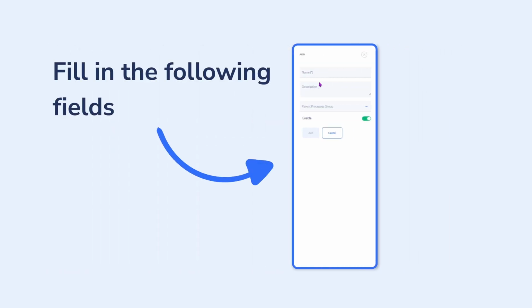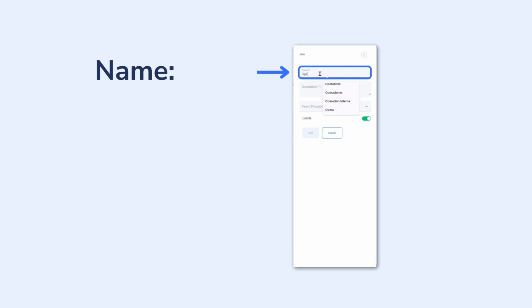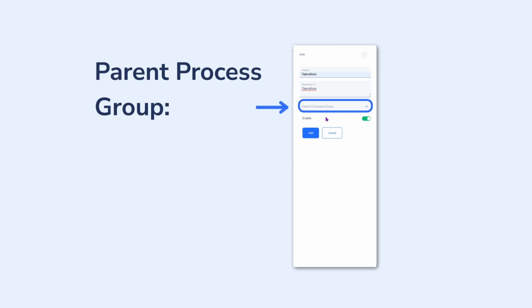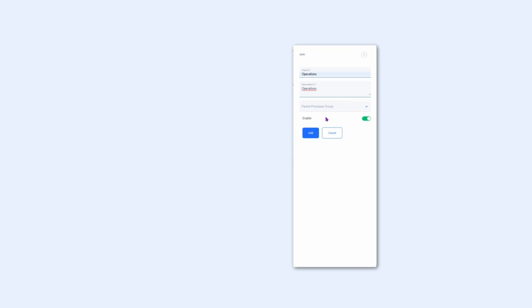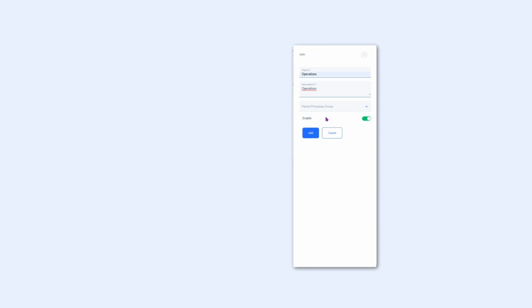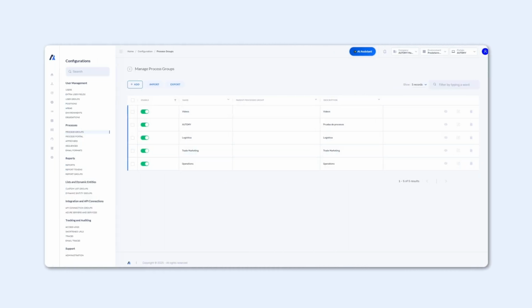Fill in the following fields. Name, for example, operations. Description, it could be the same as the name or provide additional details. Parent process group, if you want this group to belong to another previously created group, select it here. If not, leave it empty. Enable switch, turn it on if you want the group to be active from the moment it's created. Once you complete the information, click Add. And that's it. The group will appear in the list.